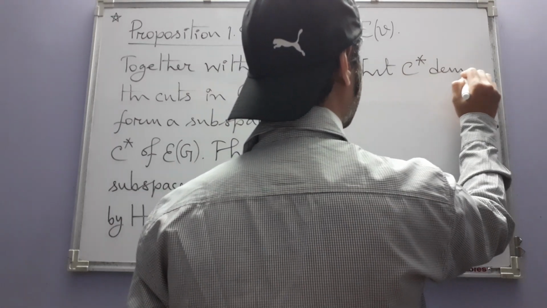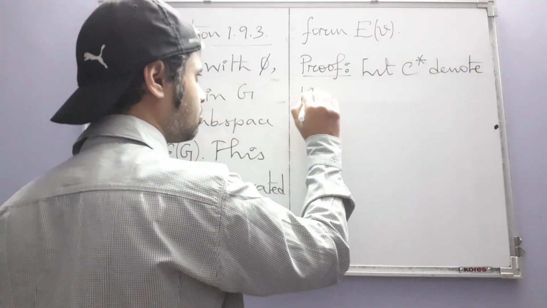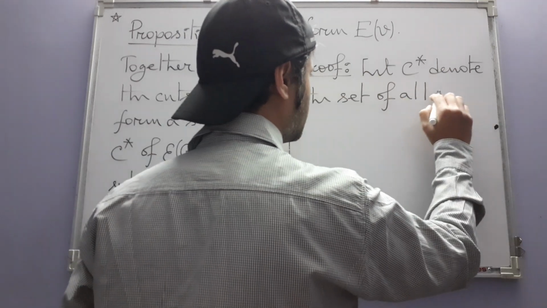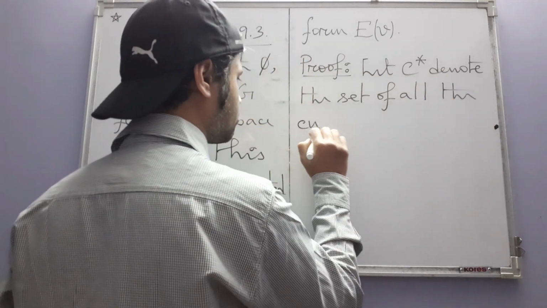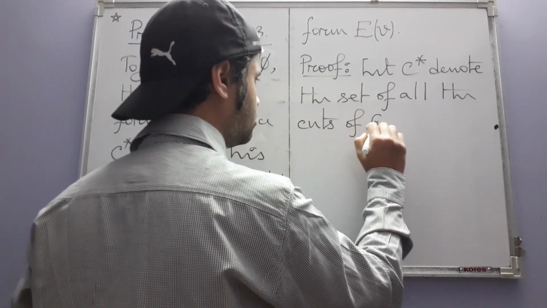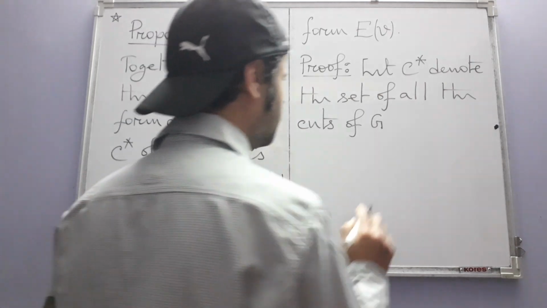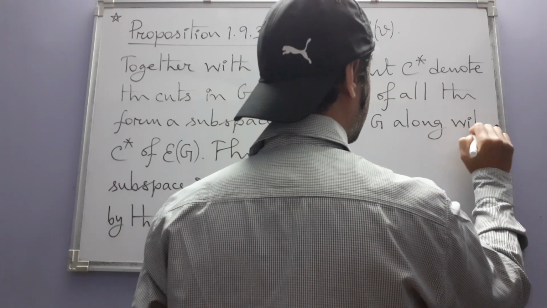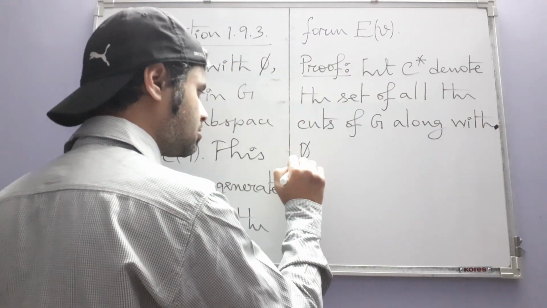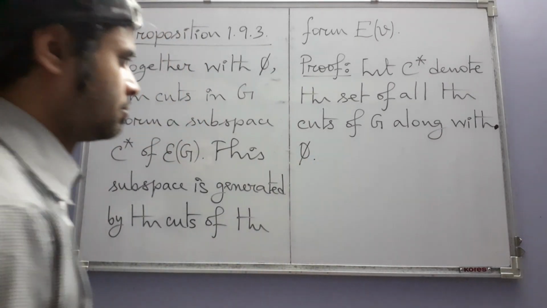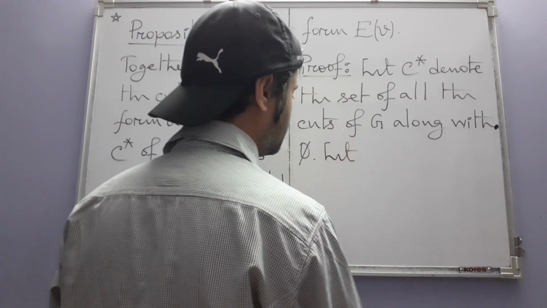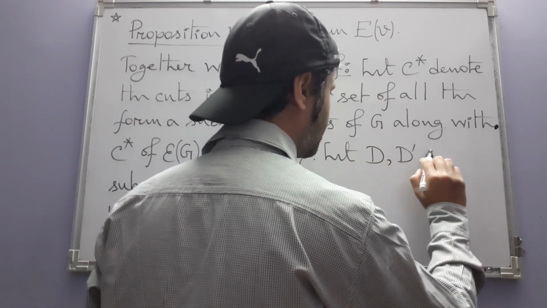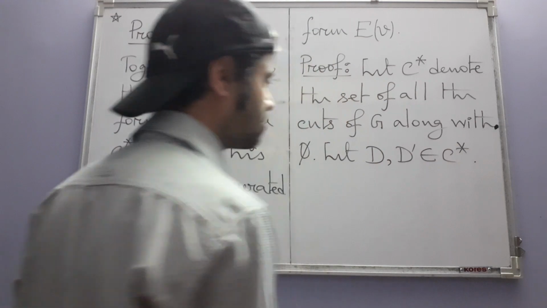Let C star denote the set of all the cuts of G. The underlying graph G is always there in the background, along with the empty set. Let D and D prime be two such cuts.